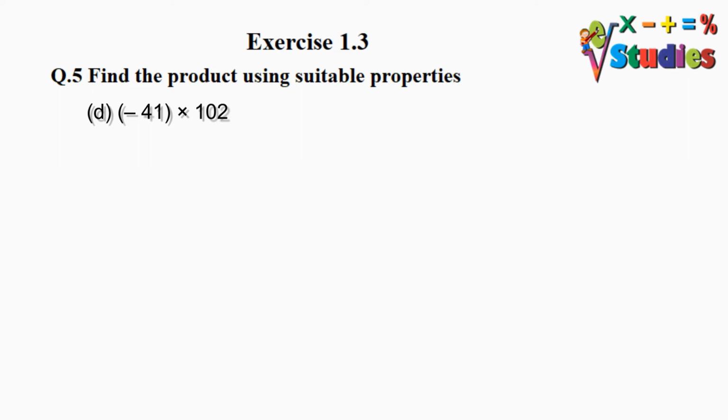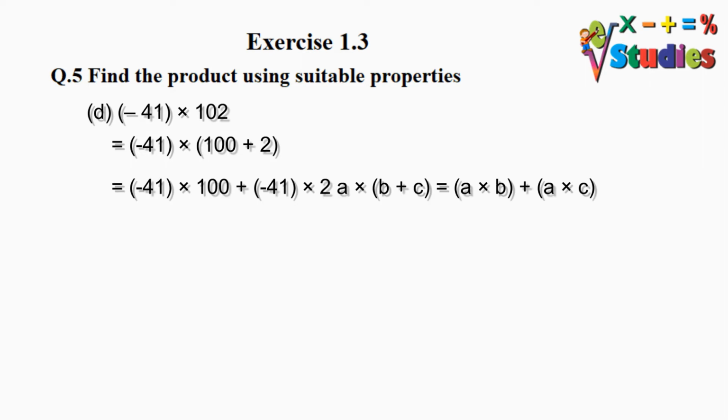Now moving on to question number 5d, we have negative 41 multiplied by 102. Well students, in this sum, which property do you think we should use? I reckon we should use distributive property, that will distribute 102 into 100 plus 2. So we'll have minus 41 multiplied by 100 plus minus 41 multiplied by 2. That will give us a multiplied by b plus c is equal to a multiplied by b plus a multiplied by c. So we have negative 41 multiplied by 100.